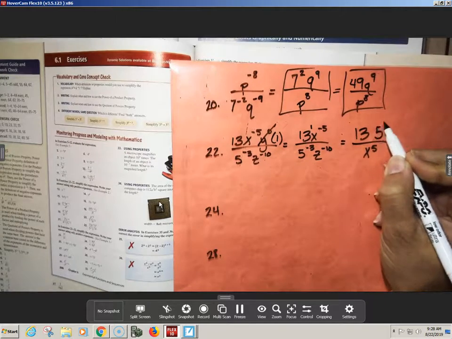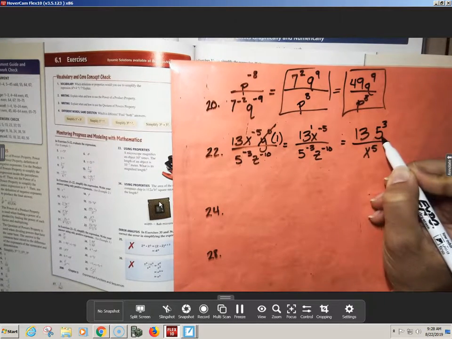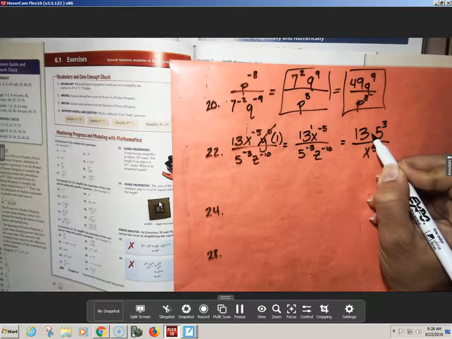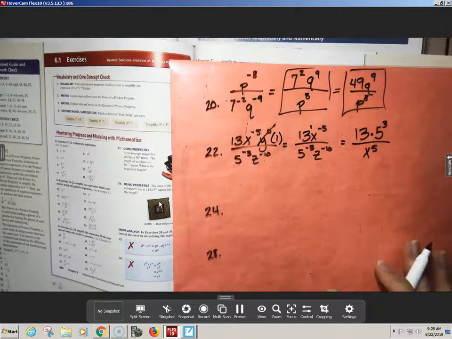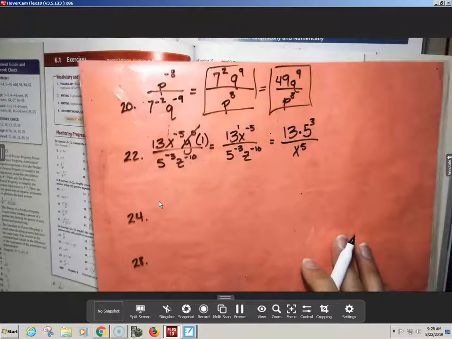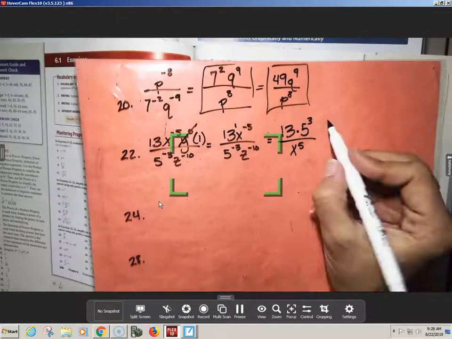5 to the power of 3. What should I put in between so I don't get confused? A parenthesis or maybe a 1. I was just thinking like a multiplication sign, but either way. But what else needs to be in that numerator?